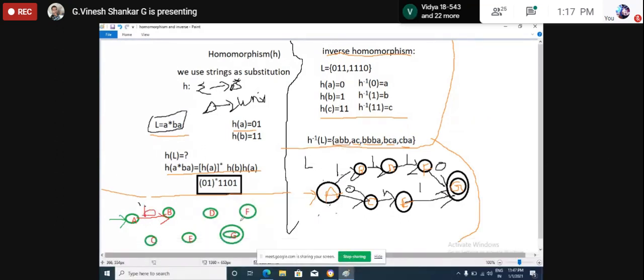The next, B to D, I am also going on 1. What does that 1 represent? H inverse of 1 is nothing but B, once again B. Once again you have 1 from D to F, which represents B. Again I am writing the same thing. But now from F you have 0. 0 represents what? H inverse of 0 is A. So that's why I am taking A here.